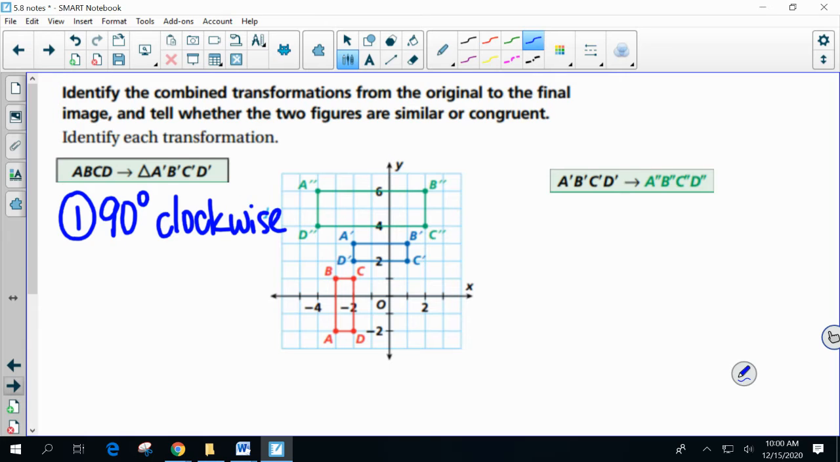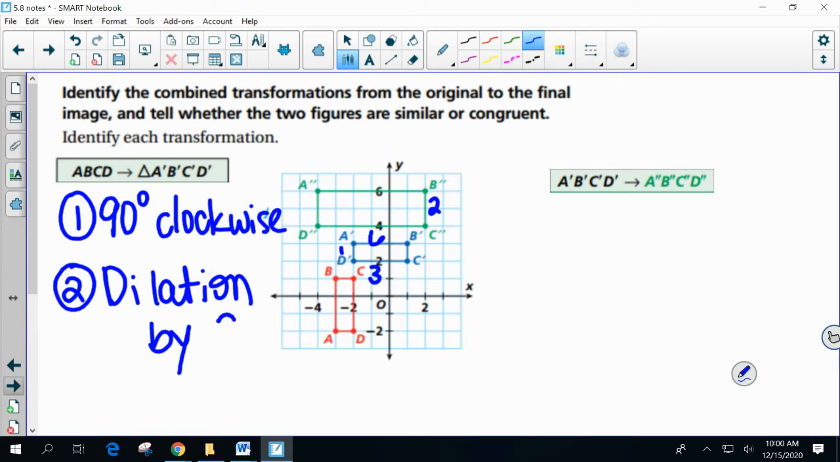Okay, so from blue to green, what happened? It got bigger. It's a dilation. How much bigger did it get? 2. I agree, because this is a 1x3 rectangle and this is a 2x6, so it doubled. And then are all 3 of these rectangles congruent? No. If they're not congruent, then what are they called? Similar.